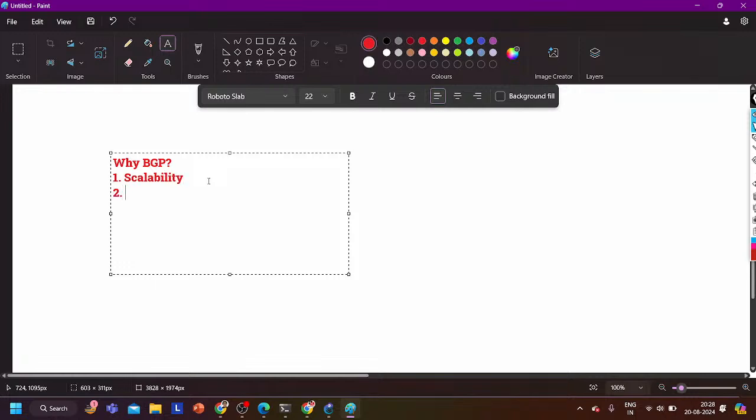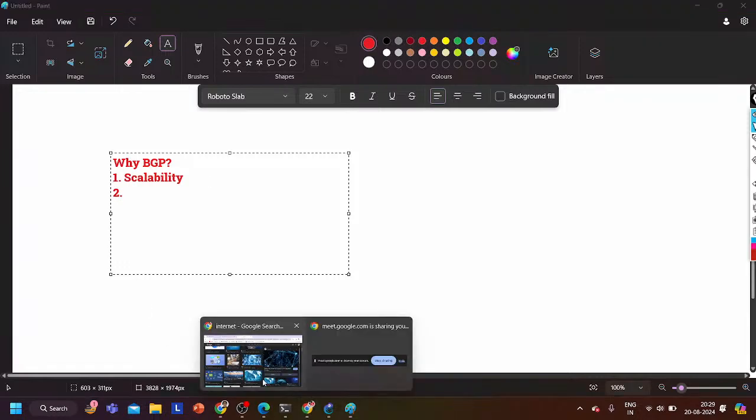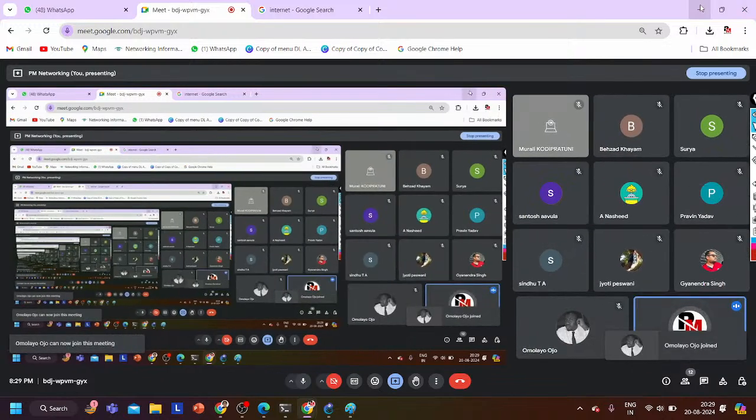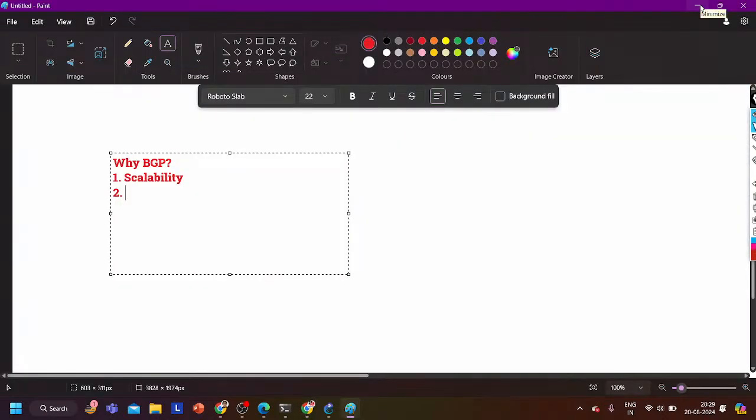Second reason, tell me guys, at least I am expecting a few points from your side as well. Inter-domain routing, like as I told you, redistribution will, yeah? CPU utilization, very good. Then BGP is good for scalability, BGP is good for reliability, BGP is good for stability, BGP is good for flexibility.